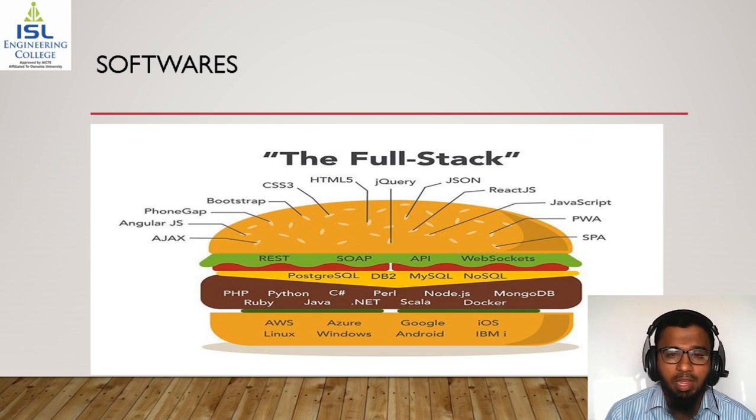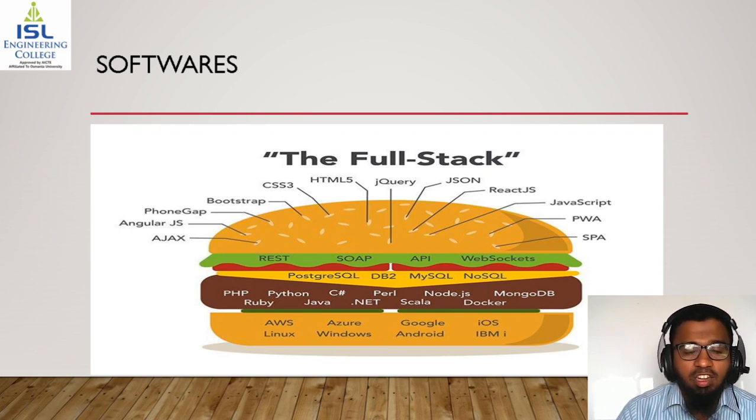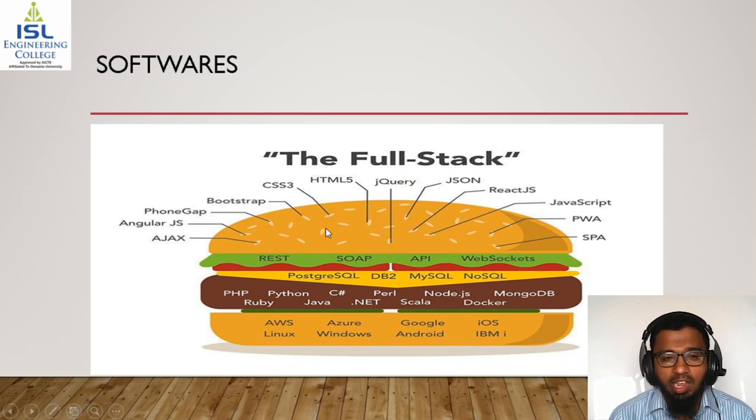And here is the last image. As I gave you the example of bikes, like Splendor, Passion, Pulsar, here the full stack has so many things in the front end. In the front end you will get HTML5, CSS, Bootstrap, PhoneGap, AngularJS, Ajax, jQuery, JSON. This all will come under front end. Like when you see the burger, you will see the top one. So this is about the front end.